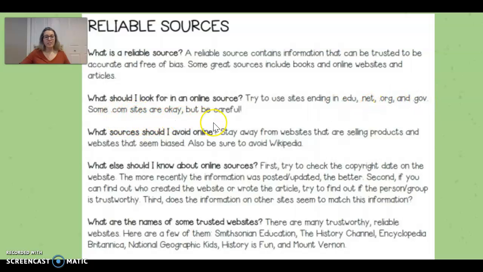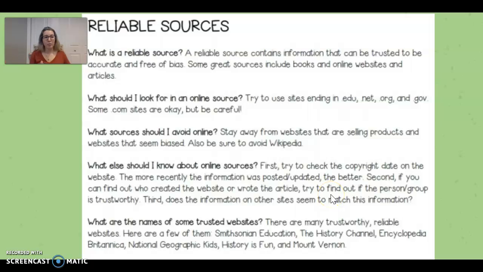Some .com sites are okay, but just be careful to check for that bias and try to avoid websites like Wikipedia or websites that are selling products to you. Specifically Wikipedia, because anybody can edit Wikipedia, so I could go in there and change the information and then it wouldn't be accurate, okay?